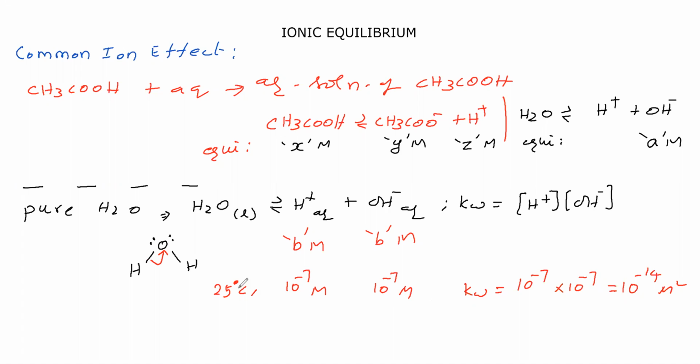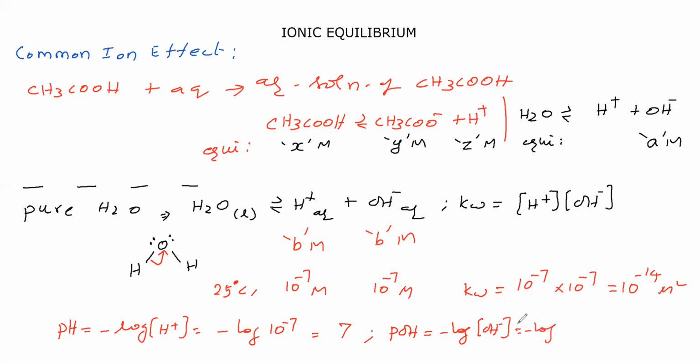Now we will take pure water for which we will find pH. pH is equal to minus log of the concentration of H plus. Now we substitute the H plus concentration. We get pH is 7. So the pH of pure water at 25 degrees Celsius is 7. Now we will find pOH. pOH is equal to minus log of the concentration of OH minus. Substituting the OH minus concentration, 10 power minus 7, pOH is equal to 7. So we got the pH of pure water as 7 and the pOH of pure water as 7 at 25 degrees Celsius.